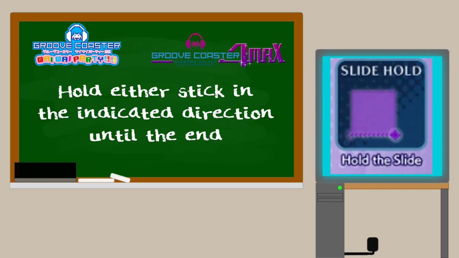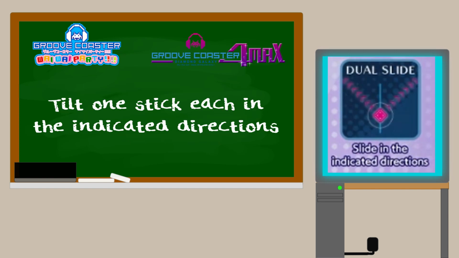And you'll also lose a little bit of your groove gauge, the meter at the top of the screen. I'll go over that a little later. The next kind of note's the dual slide, where you can probably guess where this is going, where you need to use both sticks at the same time, one stick for each direction indicated.